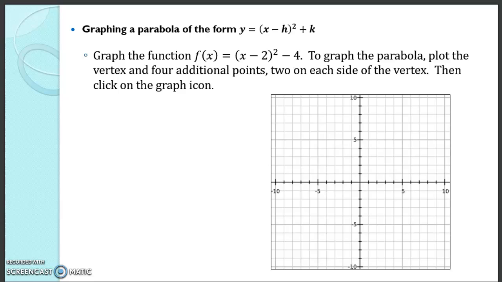Hey everybody! This video is going to talk about graphing a parabola of the form y equals (x minus h) squared plus k. So we are told to graph the function f of x equals (x minus 2) squared minus 4. We need to graph the parabola by plotting the vertex and 4 additional points, 2 on each side of the vertex.